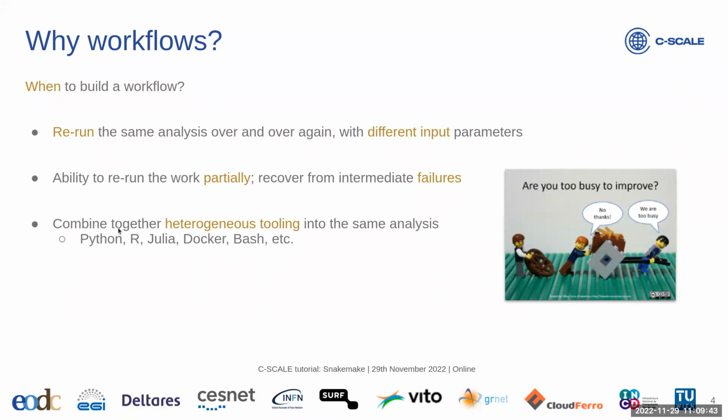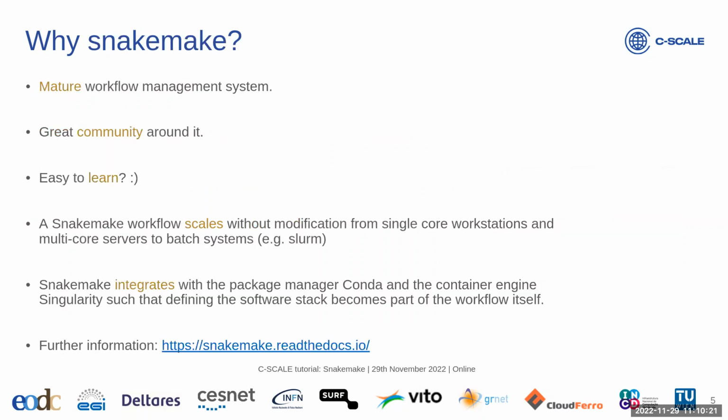And also, with workflows like Snakemake, you can put together heterogeneous tooling. Like, for example, you may be writing your main piece in Python, but then you may need to rely on R for something, may need to jump to Julia for something else, or maybe simply Bash for something else. So with a workflow, you can chain everything together, no matter the tooling, as long as you are clear on the exact dependencies. So having said that, why Snakemake?